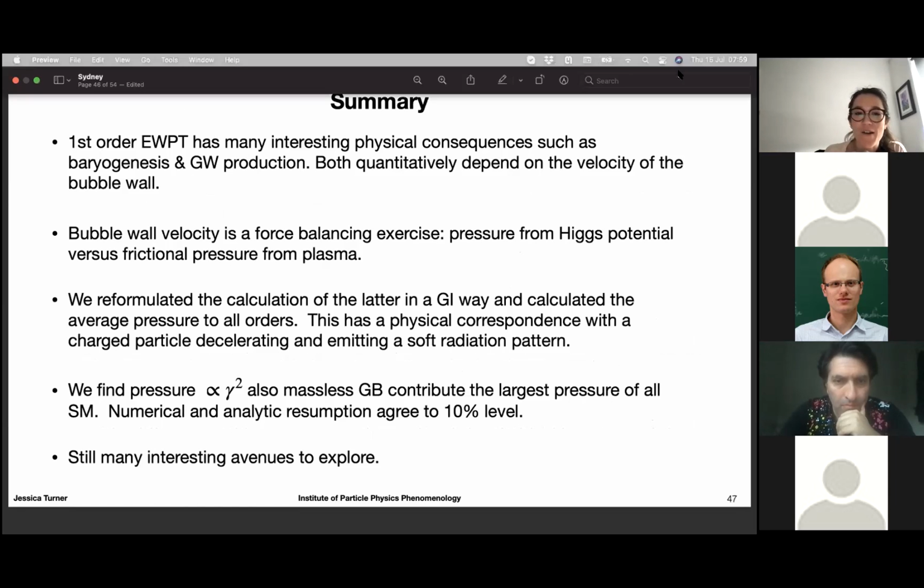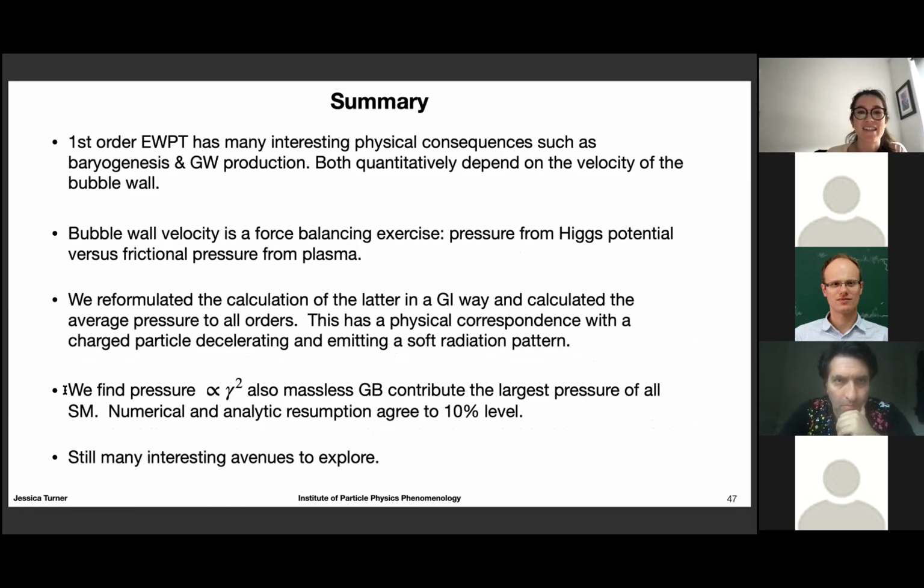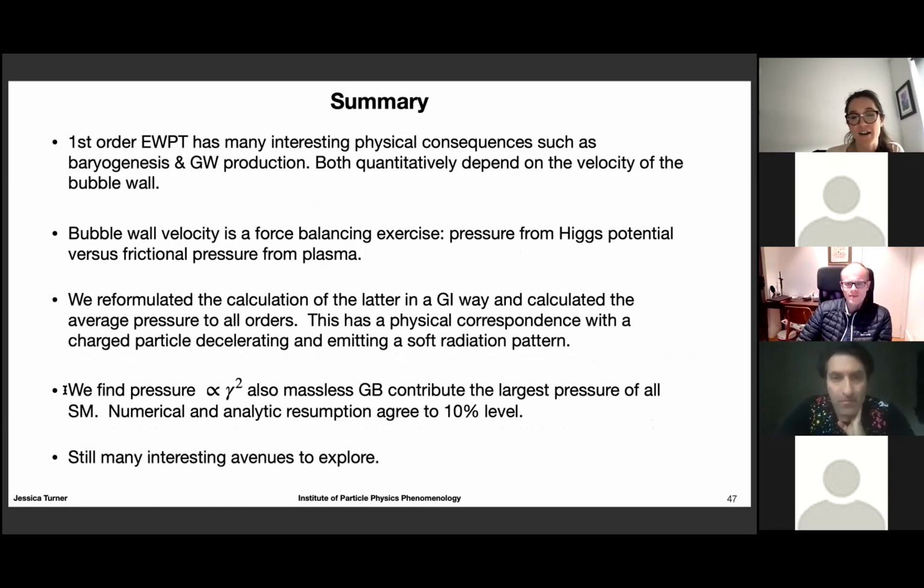I believe I'm probably out of time, so I'll very briefly summarize. The bubble wall velocity is a consequence of a force balancing exercise, and we've reformulated the relativistic calculation in a gauge invariant way, and we've calculated the average pressure to all order. We find a correspondence with a charged particle decelerating and emitting a soft radiation pattern. We find that the pressure scales like gamma squared, and in fact massless soft emissions can contribute, as long as the hard leg gains a mass and there's an efficient redistribution of transverse momentum. Then many standard model degrees of freedom, such as photons and gluons, mostly gluons since the strong coupling is strong, will contribute. And we find a good agreement between our numerical and our analytical resummation.